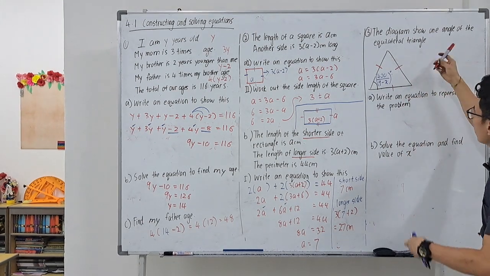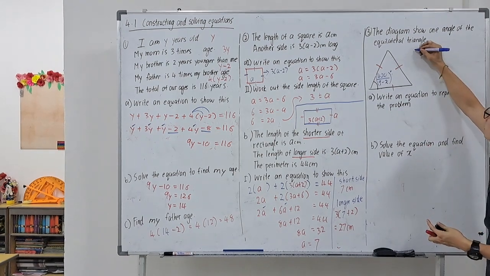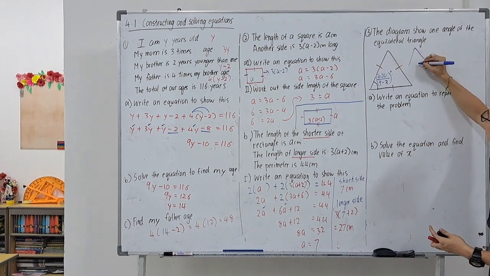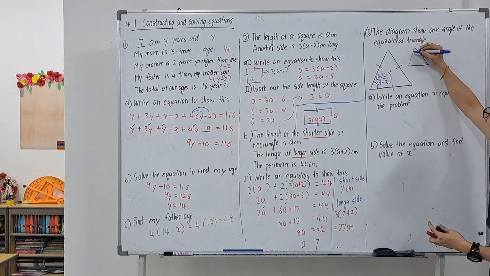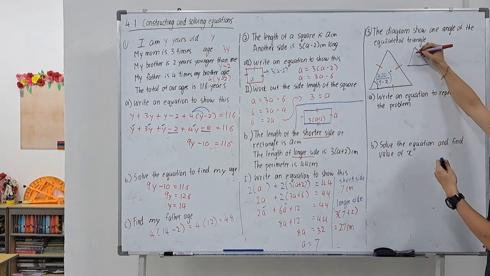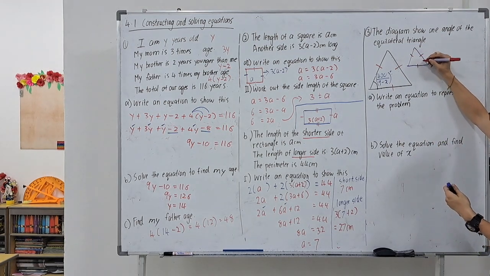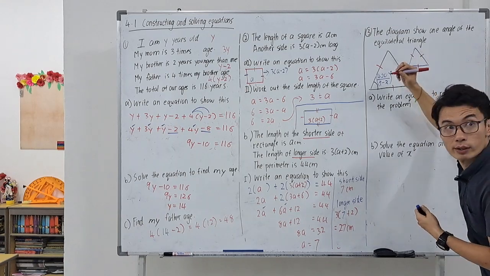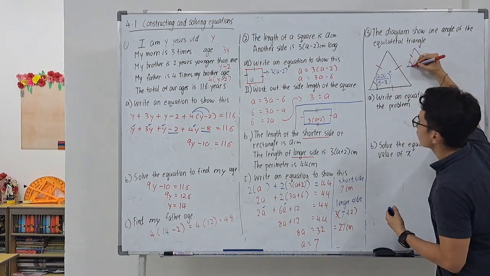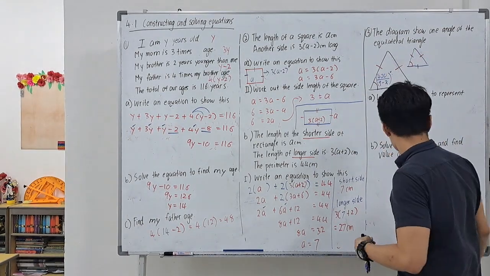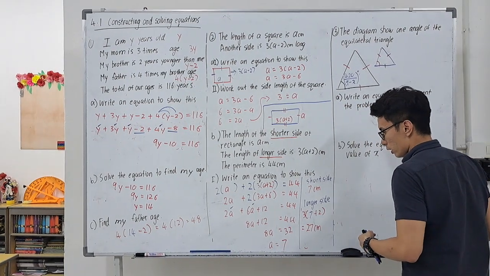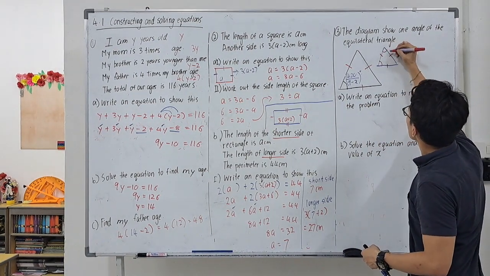We already know, let me draw another triangle, a simple one over here. Let's just say this is also an equilateral triangle. We know all the sides are the same, but what else is the same? We know that the angles are the same as well.